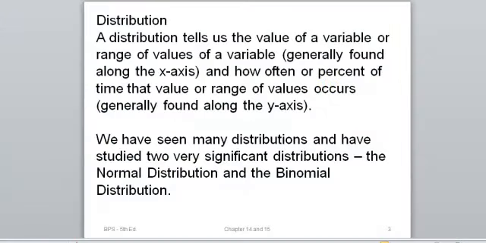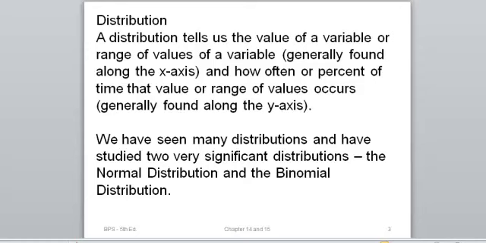And then we talked about, okay, great, so we have this variable. Now the variable will take on values, and we can look at which value and how often it occurs. That gives us a distribution. So a distribution tells us the value of a variable or range of values of a variable, that's generally what we put along the x-axis, and how often, or the percent of time, that value or range of values occurs, that's generally found along the y-axis. And when you put these two together, we get a distribution.